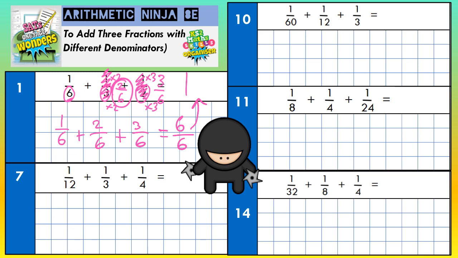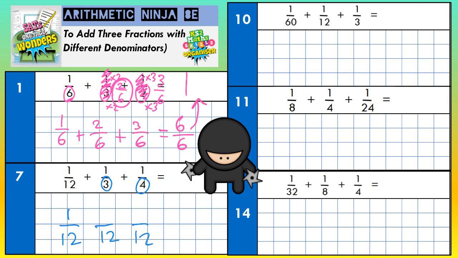So the answer to question number 1 is just 1 whole one. Question number 7. Do 2 of the denominators go easily into the other one? Well, 3 and 4, 3 goes into 12 4 times, and 4 goes into 12 3 times. So we might as well keep the 1/12 as it is, and just change the other 2. The other 2 are going to get changed into 12s.